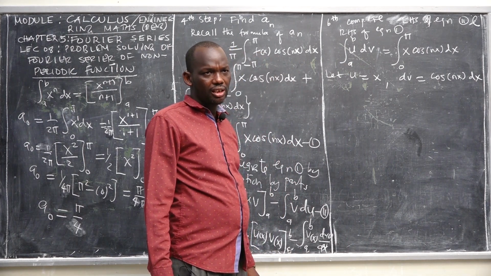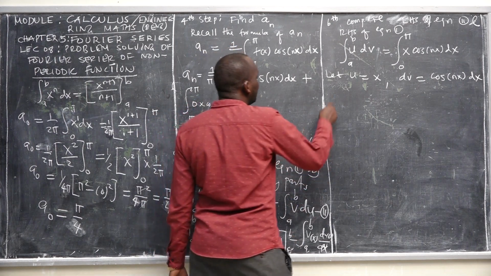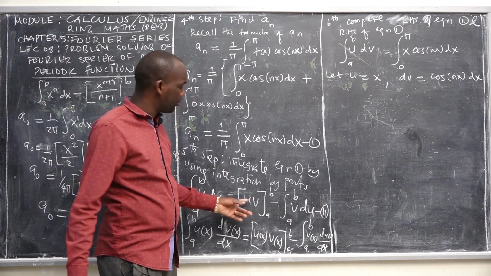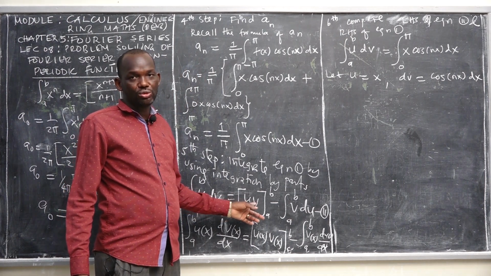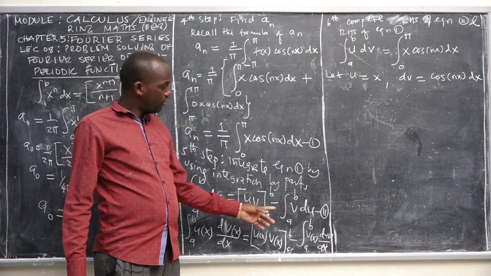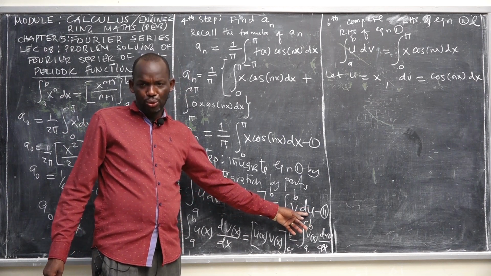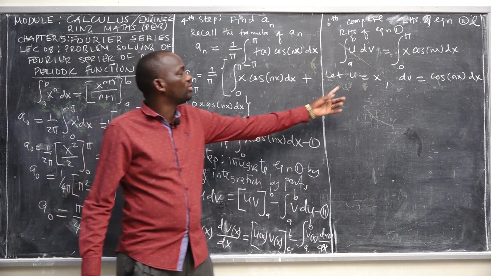Are we together? Then if that's the case, we need u equal to x. On the right-hand side we'll have u, but we miss v. On the right-hand side we also need to have du, the derivative of u with respect to x. So you have to differentiate this function.